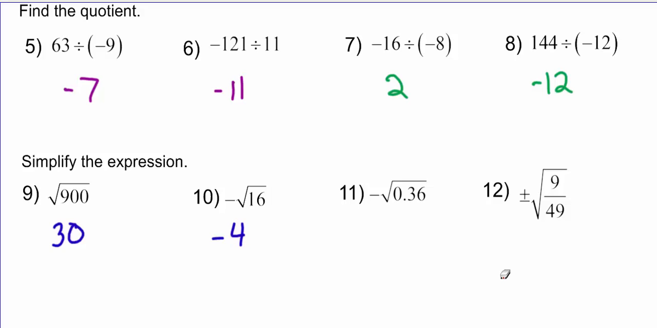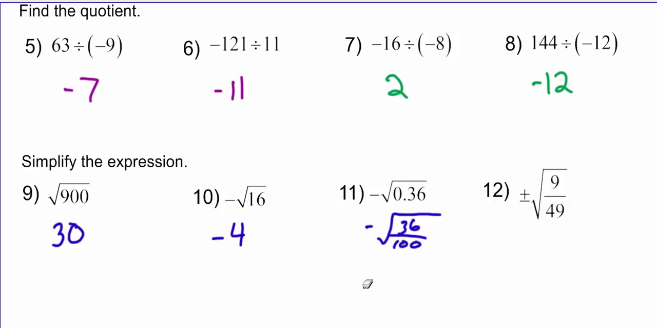Number 11, again, we have a negative out front. We're not going to worry about that too much yet. But let's talk about how do we do 0.36. Okay, so there are a couple ways you could think about it. If you read this number the way that your teachers when you were younger taught you to read it, you might think of that number. You might read it as 36 hundredths instead of reading it as 0.36.